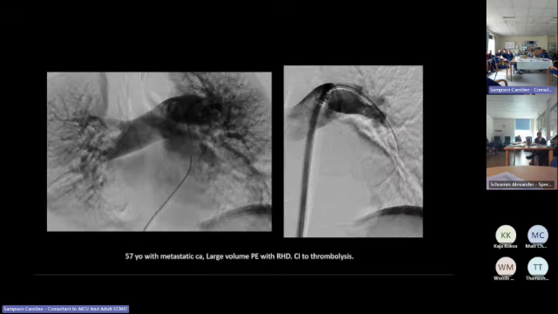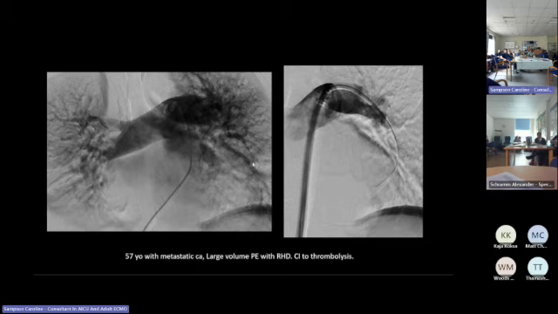So this is the last patient, fifth patient, which was done a few weeks ago. 57-year-old, metastatic cancer, large volume PE. They didn't want to thrombolize the patient because of the metastatic cancer. Right heart impairment. I think this bit of clot here. No filling in the left lower lobe.